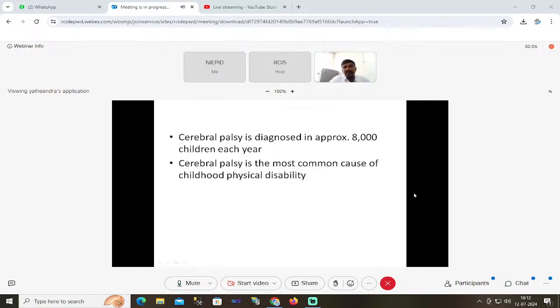Now let's see how common it is. Cerebral palsy is diagnosed in approximately 8,000 children each year. It is the most common cause of childhood physical disability. So among all the childhood physical disabilities, cerebral palsy is the most common cause. You can see how big the impact is. So cerebral palsy needs to be considered with the highest preference in all diagnoses, because there will always be overlapping of signs and symptoms with childhood diseases, particularly developmental delays. Developmental delays will be there here also, but particularly there will be more physical disability. So this is the most common cause of childhood physical disability.